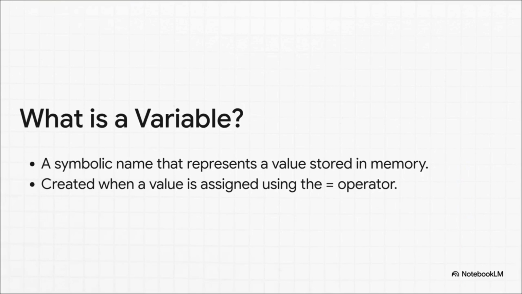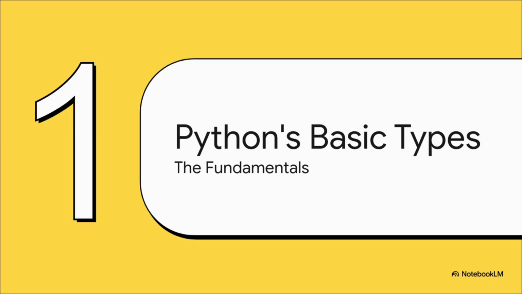So first things first, what even is a variable? Well, the easiest way to think about it is like a labeled box where you can stick some information. It's really just a name that points to a value. And the second you use that little equal sign, boom, you've just created one. It's that simple. Now, not all information is created equal, right? Python has different kinds of boxes, or types, for different kinds of data. Let's kick things off with the most basic, fundamental ones.